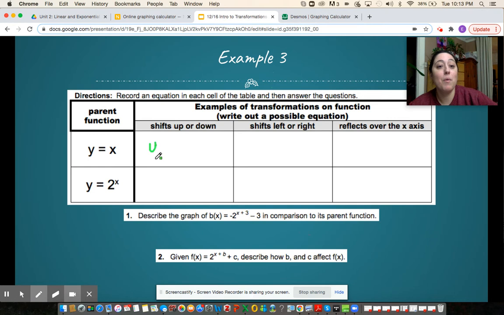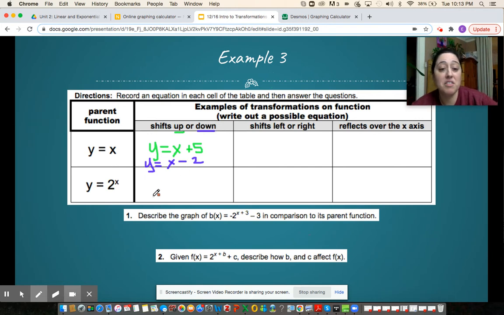So if I want to shift it up, let's say I want to shift it up 5, then I would put x plus 5, right? That shifts it up. If I want to shift it down, I can put y equals x minus 2. And that minus would shift the whole thing downwards.